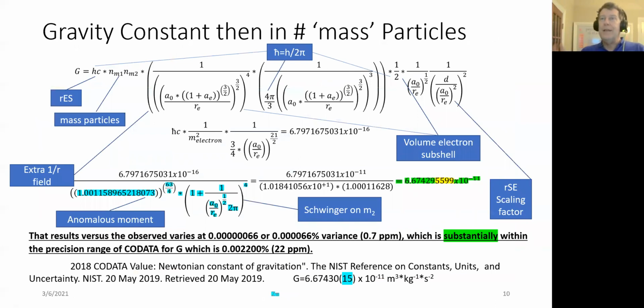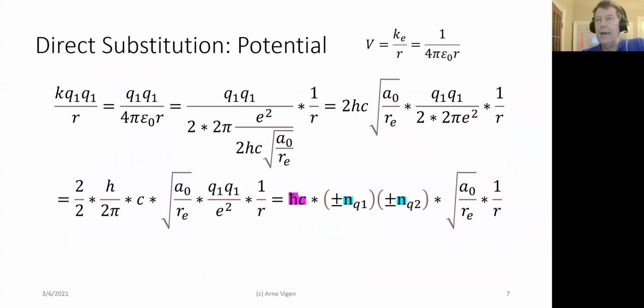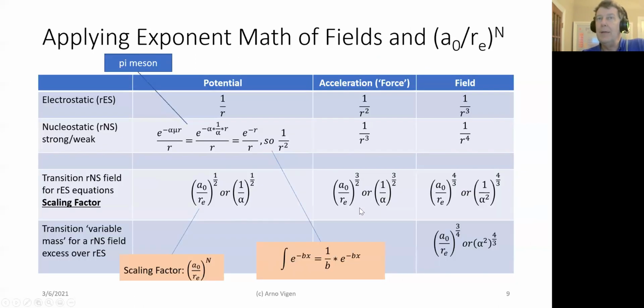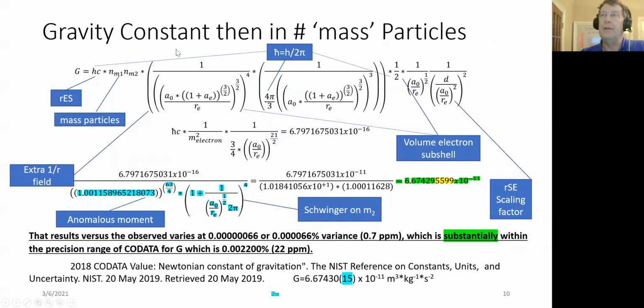Okay, gravity constant. Now again, I started this. Remember how back here, I got this into units of charge particles, Q, but no longer charge. Charge is gone. The same thing happens in gravity. This is a number of mass units, okay?